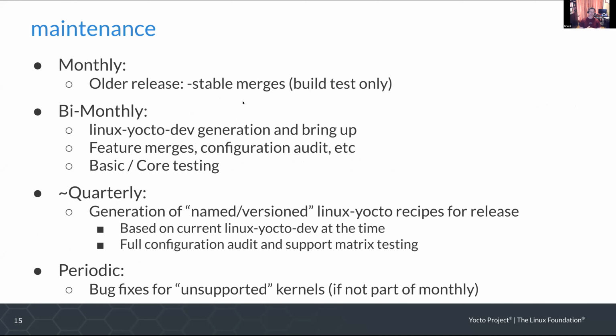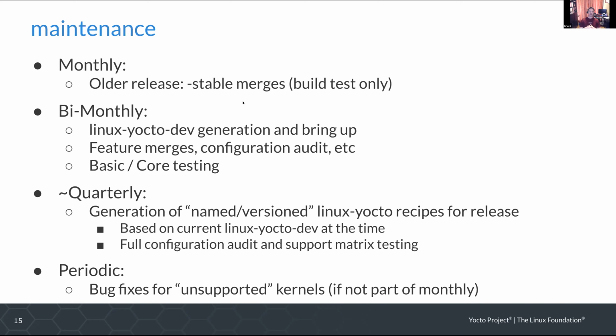Bi-monthly, Linux-Yocto-dev generation and bring up happens, and that obviously follows the kernel.org release cycle, right? With the 2-week merge windows and 6 to 8 weeks of stabilization. Every time one of those happens, I do a new Linux-Yocto-dev. At that point, I do the feature merges. I make sure AUFS has a new version, is preempt RT available, does YAFFS2 merge? Then I do basic and core testing on it. Make sure perf builds, make sure the things that we know we test work.